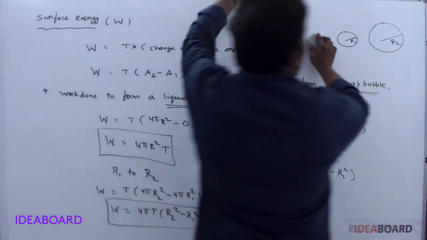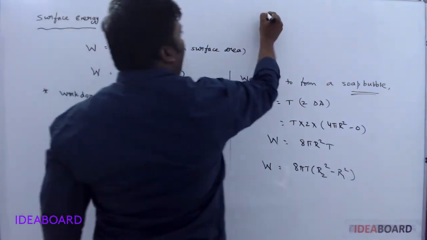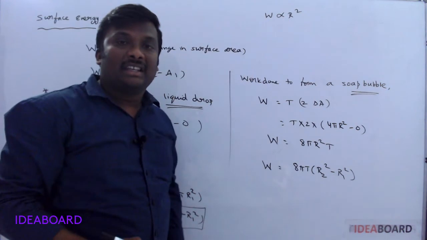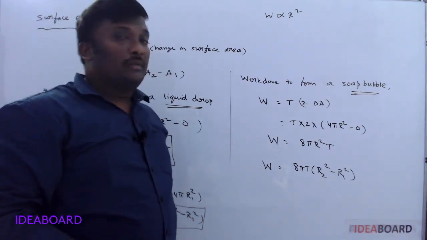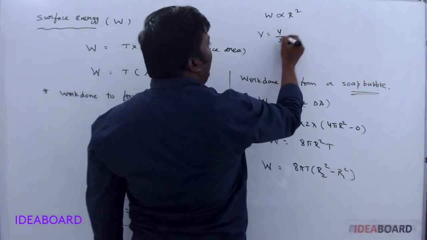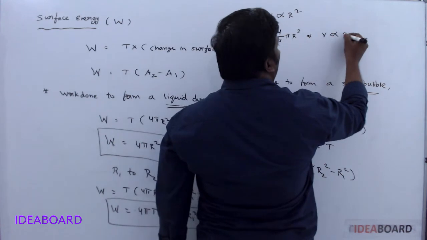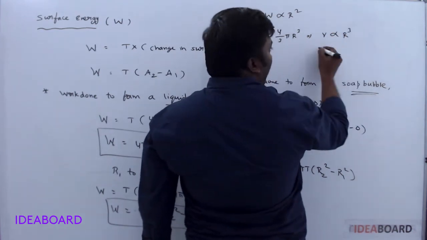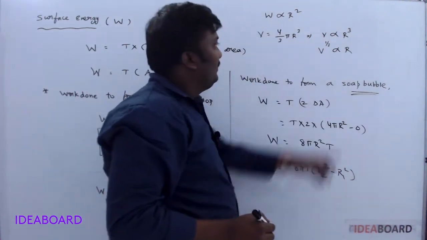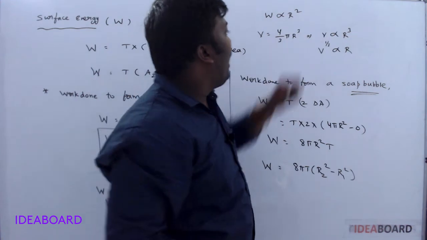Now, work done is generally proportional to r square. In some questions, they talk about the volume. If they talk about the volume, we know the formula: volume of the sphere is 4/3 pi r cube. So V is proportional to r cube. So V power 1/3 is proportional to r, because 1/3 times 3, the 3s cancel, and you get r. But you have r square here.